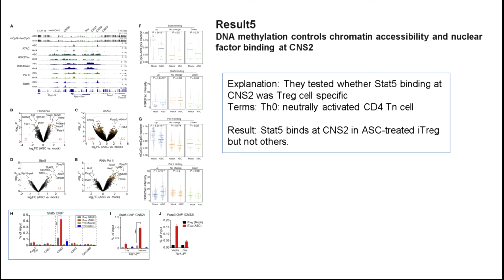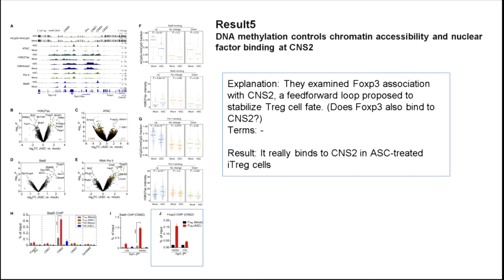In figure I, they also removed TET enzymes with Cre, and then the STAT5 binding at CNS2 was eliminated. It supports the role of TET-induced DNA demethylation. They thought that increased CNS2 accessibility may also facilitate the binding of other nuclear factors.